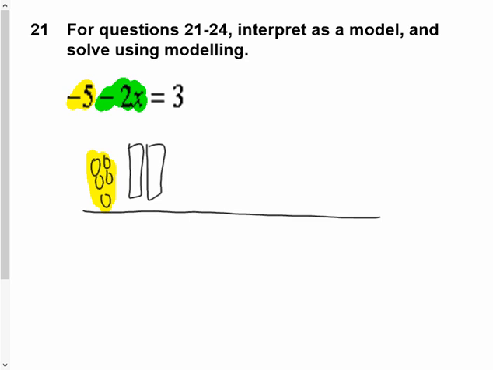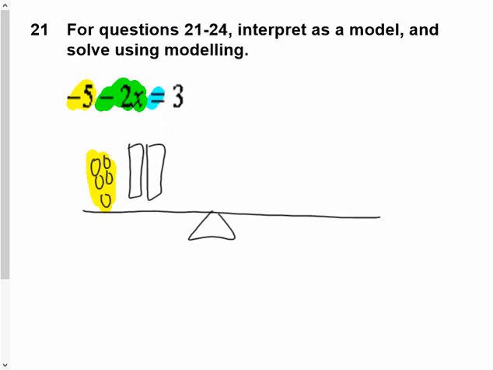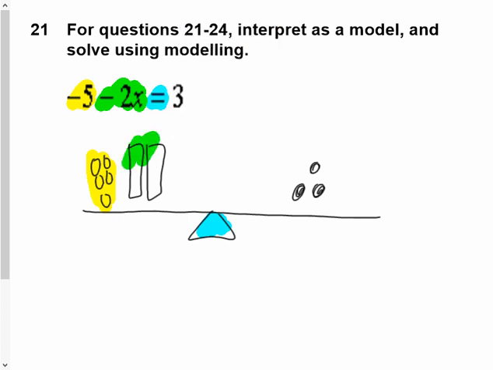The equal sign, which is right here, is going to look right here. And your 3 is going to be over here. Okay? I guess I should have highlighted this green, shouldn't I? That's your negative 2x. Okay.